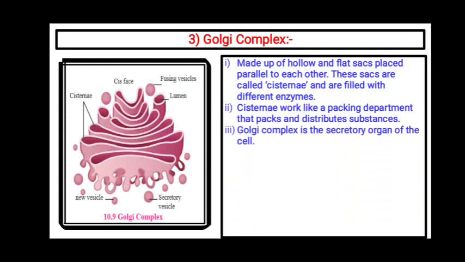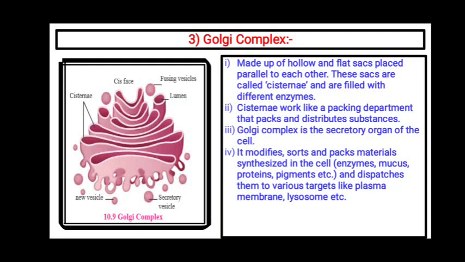Golgi complex is a secretory organ of the cell. It helps in modification, sorting and packing materials which are synthesized in the cell. That means which are produced in the cell. Now which are those materials? It can be enzymes, mucus, proteins, pigments. So all these things are modified, then sorted, then packed and then sent to different parts of the cell by the use of Golgi complex.